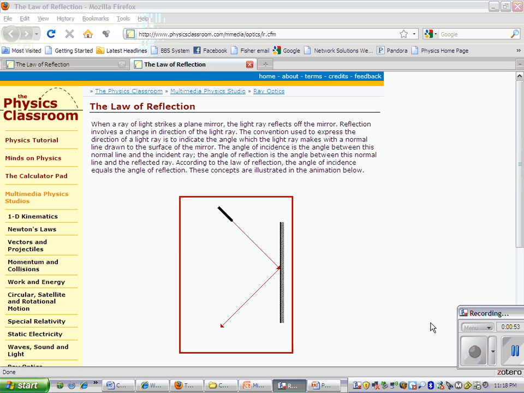Here's an example about the law of reflection. We have a light ray coming in. It hits the mirror, and a normal line is drawn, and the angle of incidence equals the angle of reflection.